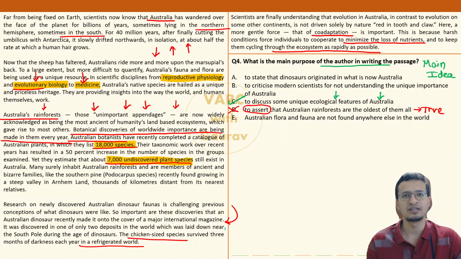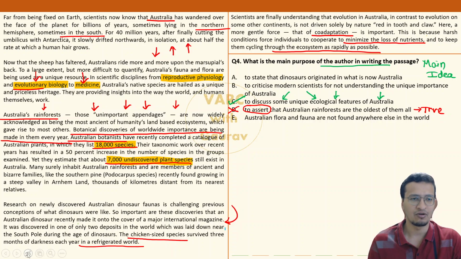He is not criticizing anybody. He is not indulging in any kind of pinpointing of any blame, any shortcoming, nothing like that. Okay. A plain, simple discussion is happening, and that too of some unique features. That's it. Nowhere is this a completely exhaustive list of what has been discovered in Australia, right? It is just the tip of the iceberg, and hence option C is an amazingly well made option.